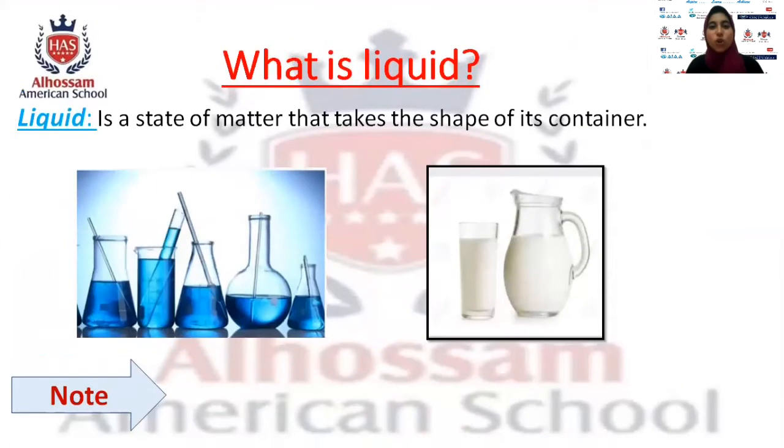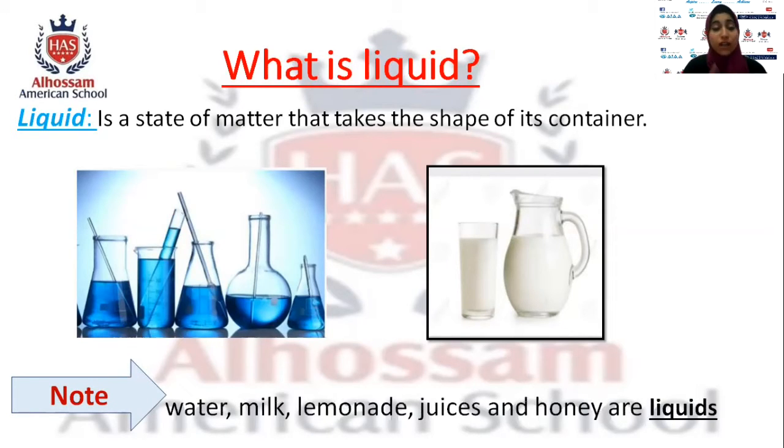And now we're going to start another lesson, which is what is liquid. Liquid is a state of matter. It takes the shape and size of its container. If we put water in a cup like a heart, the water will be like a heart, the shape of its container. If we put milk in a tall or long cup like this, the milk will have the shape of this bottle.